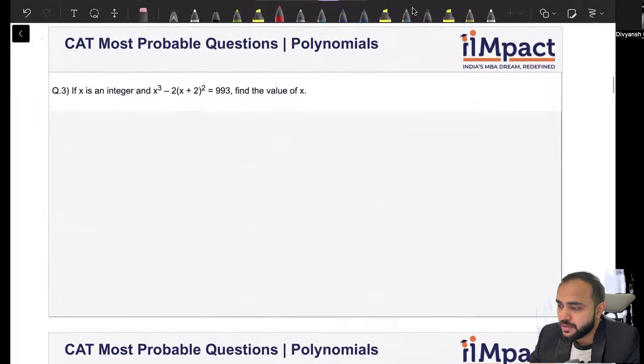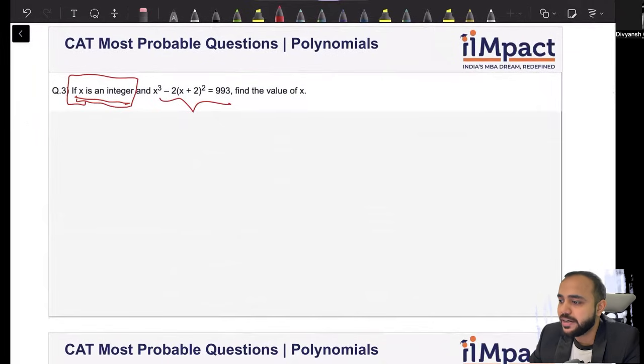All right, question number 3: if x is an integer, so one constraint I immediately have, then I have a cubic equation and I have to find the value of x. So I have been given only one equation. The only supporting argument that I have is that x is an integer. Now, there is no solution formula for a cubic.